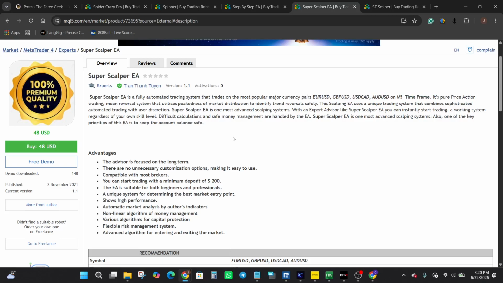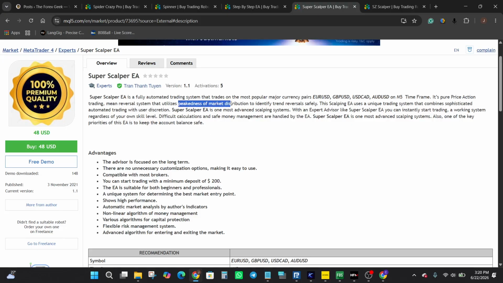Now, according to the developer, the EA is built around the price action mean reversion approach. The description explains that it utilizes what is referred to as the peakedness of market distribution to identify potential trend reversal opportunities. The developer also emphasizes that one of the key priorities of the system is account safety, which, of course, is important, while difficult calculations and money management functions are handled automatically by the EA.